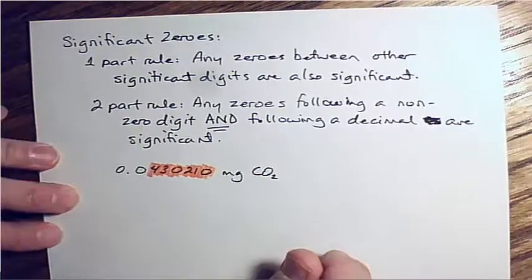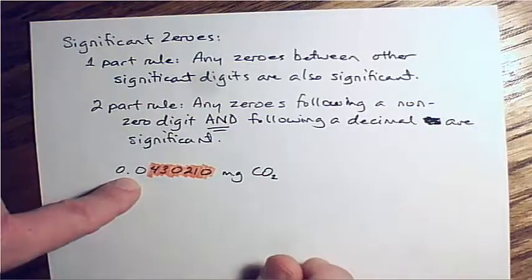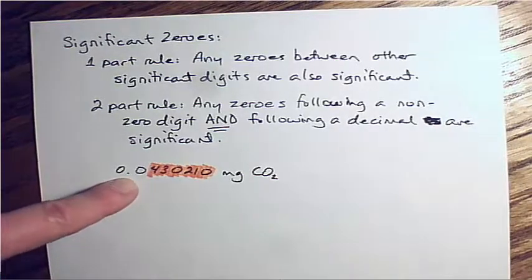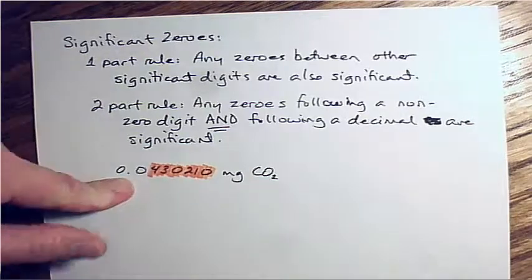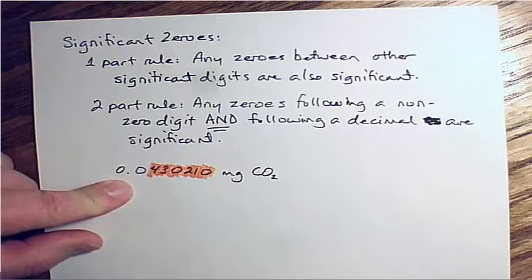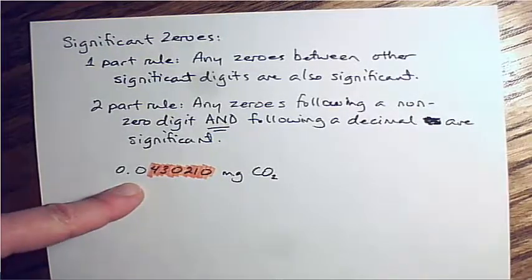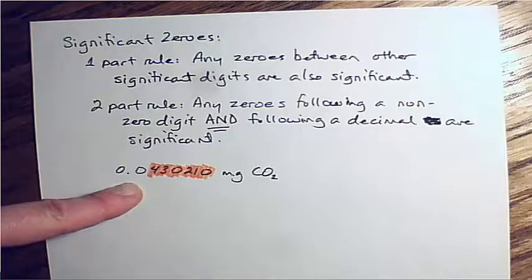I just knew that. So do we have any zeros that are not significant here? Yeah, these two don't fit either rule. They're not significant. Okay? Now, sort of the inverse rule that I like to use is this. Leading zeros are not significant. If you like that one, I like that one. Leading zeros are not significant. Those two zeros are not significant.